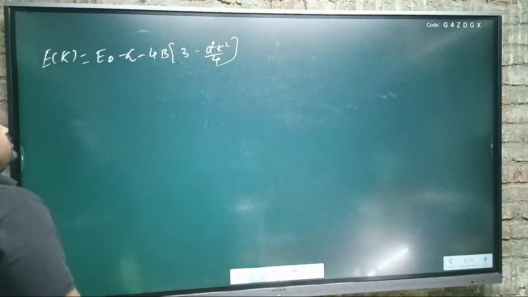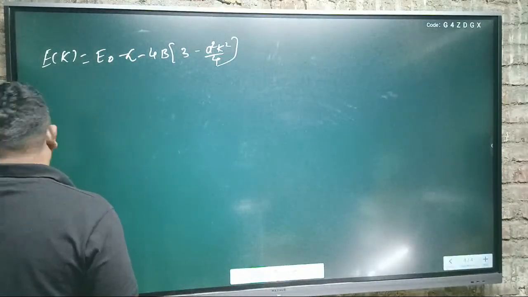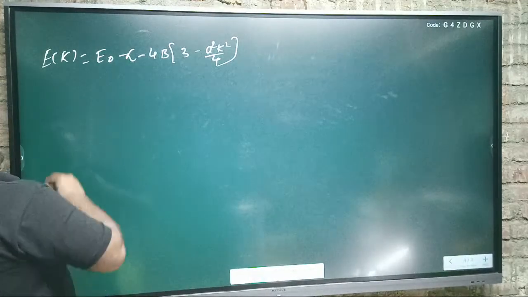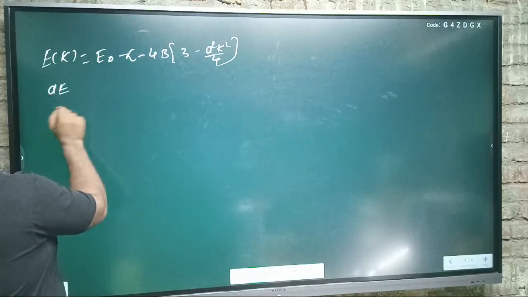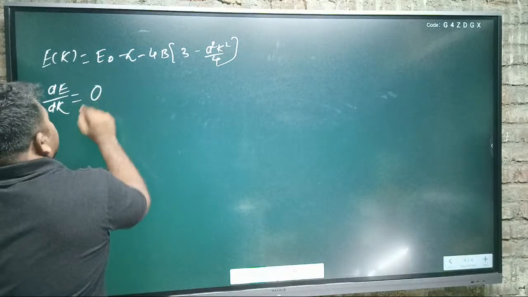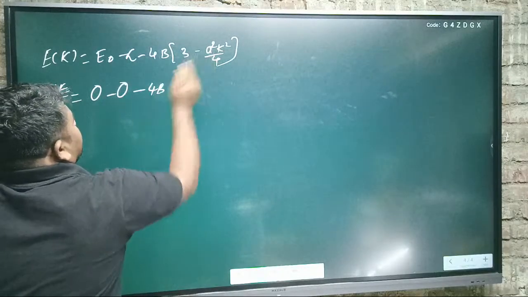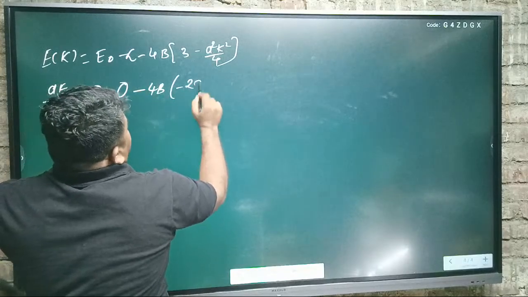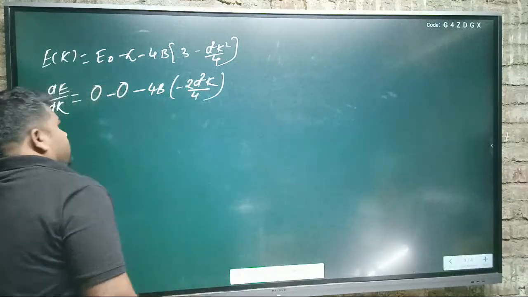1D, 2D, 3D: nothing is mentioned, so by default, with x, y, z surviving, this is a 3D case. Then take the derivative with respect to k. Then d upon dk is equal to how much? E naught is constant, derivative 0; alpha derivative 0; minus 4 beta, minus becomes plus, 2 times a square k upon 4. Yes or no?